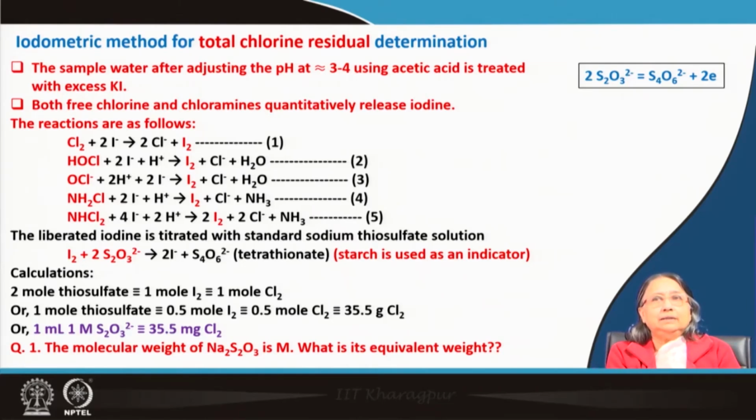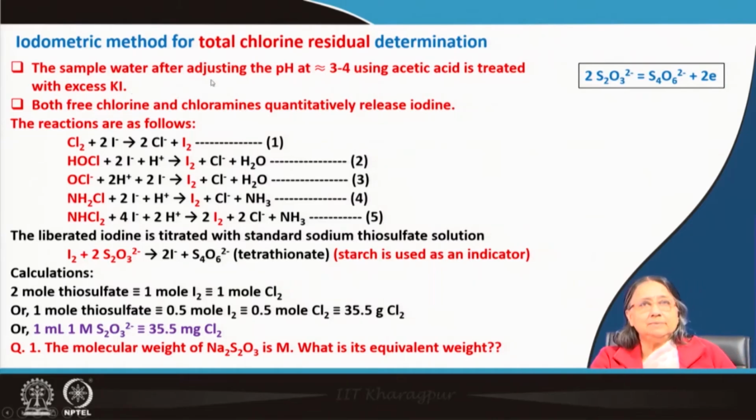The steps are written here. The sample water, after adjusting the pH to 3 to 4, has to be treated. This determination is done at low pH. What is the low pH? It is pH 3 to 4, and it is maintained by acetic acid. Then the sample is treated with excess KI, potassium iodide.